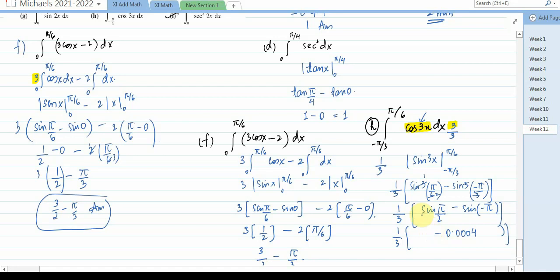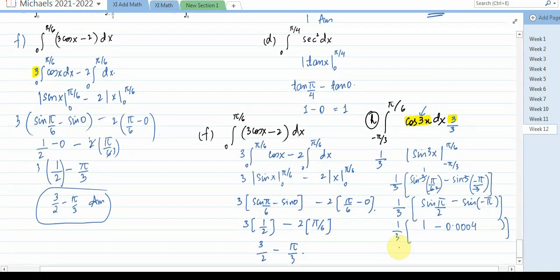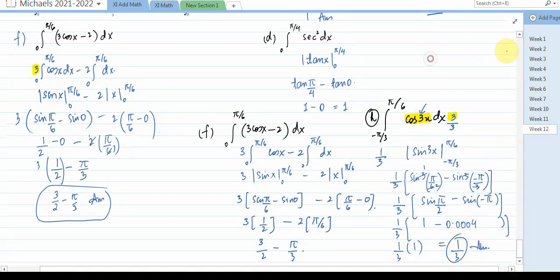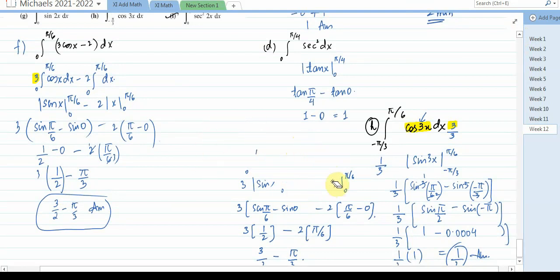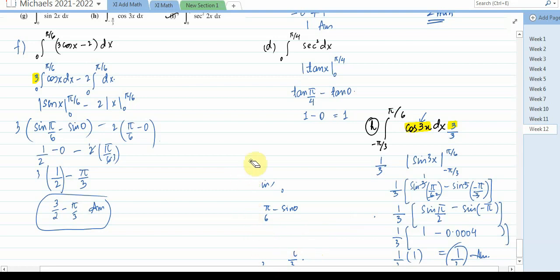Alright, so 1 minus 0.004, that will be approximately 1. So 1 upon 3 times 1, it will be 1 upon 3, and that is your final answer. Alright, so heading towards the next part, but before that, as we had already done part F, I'm just going to do this one. And after part H, we are going to start the last part.